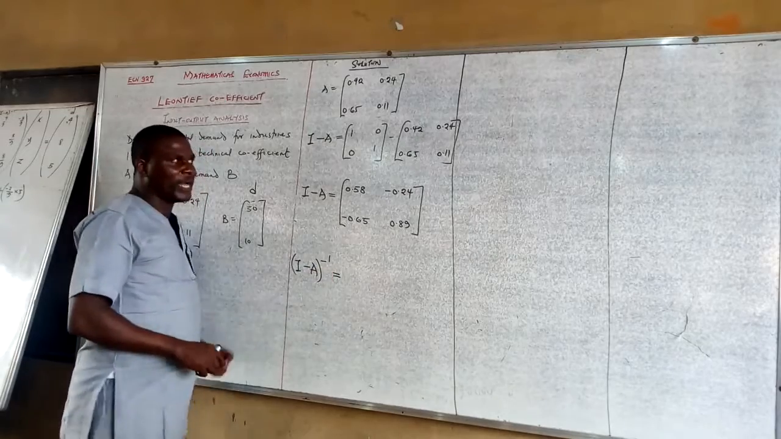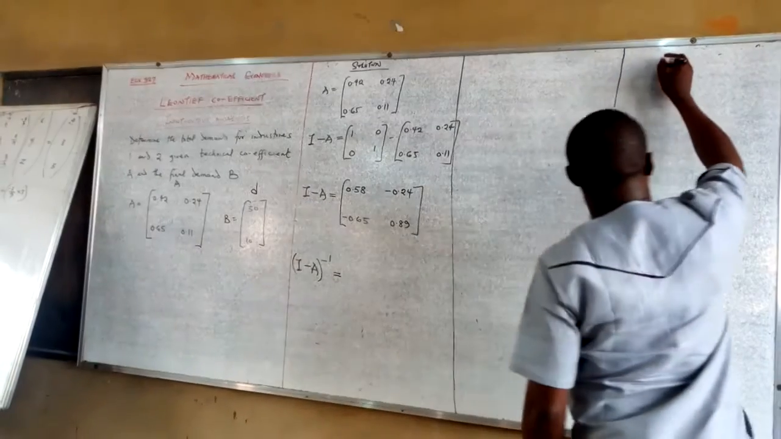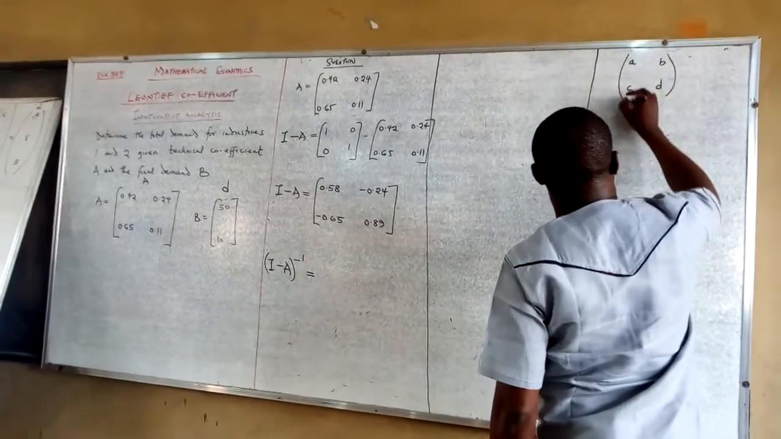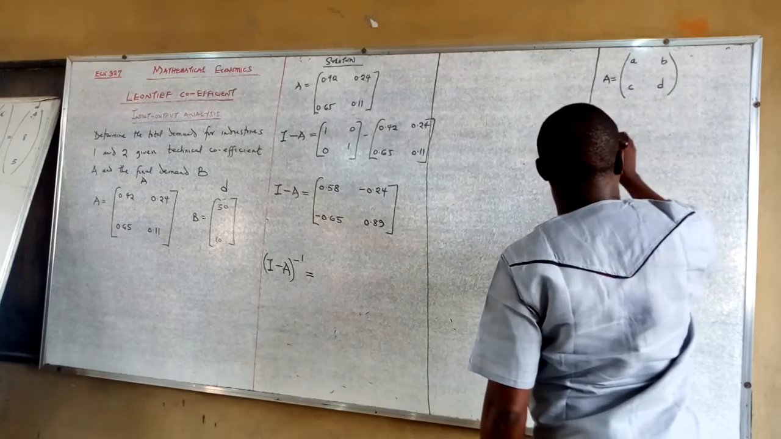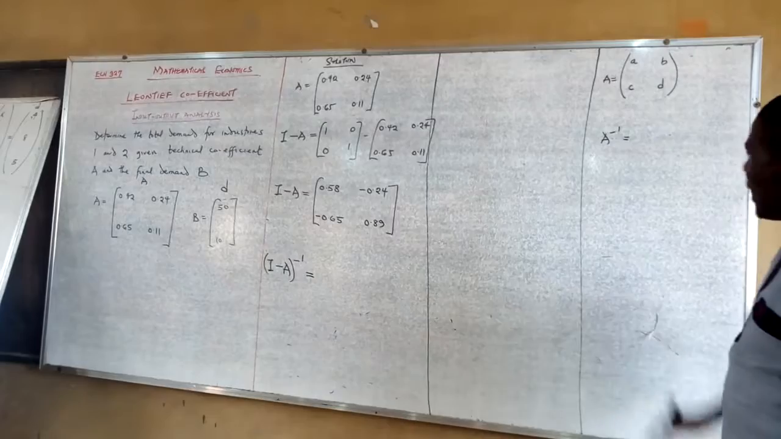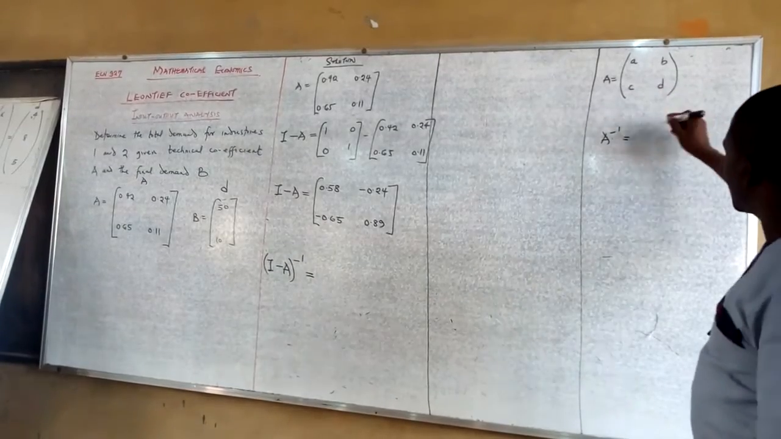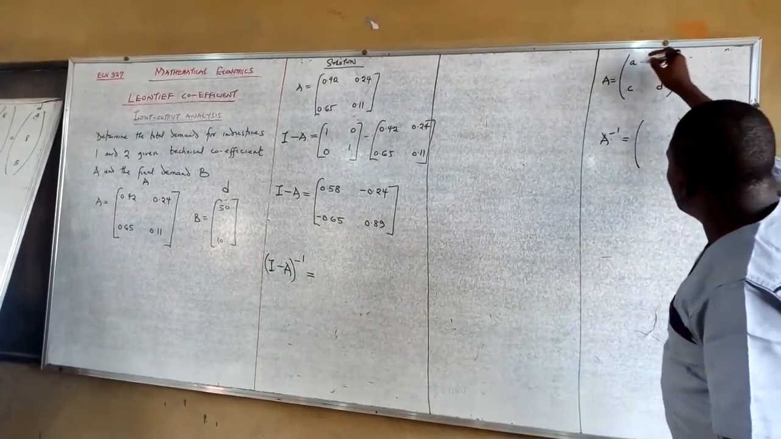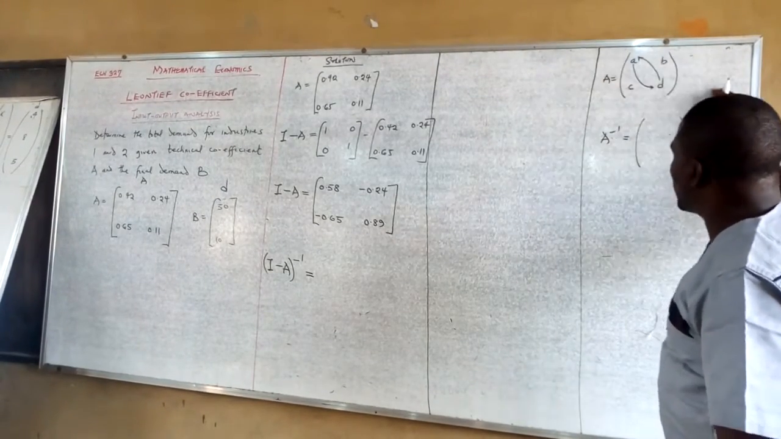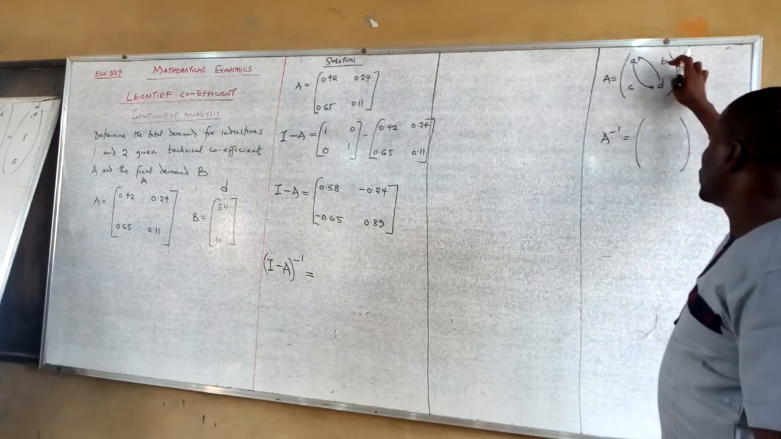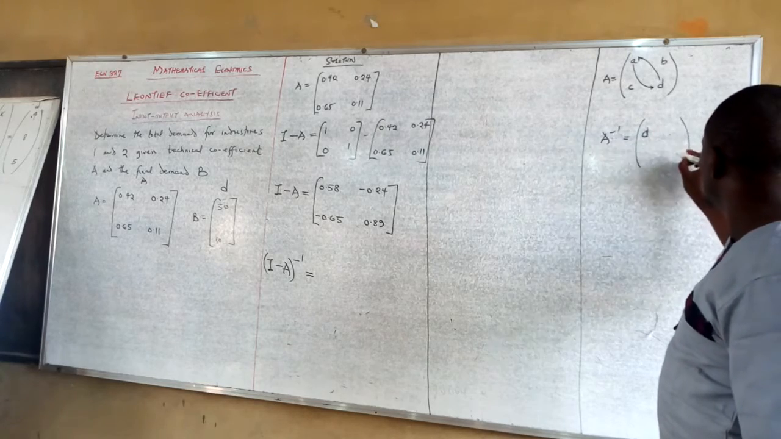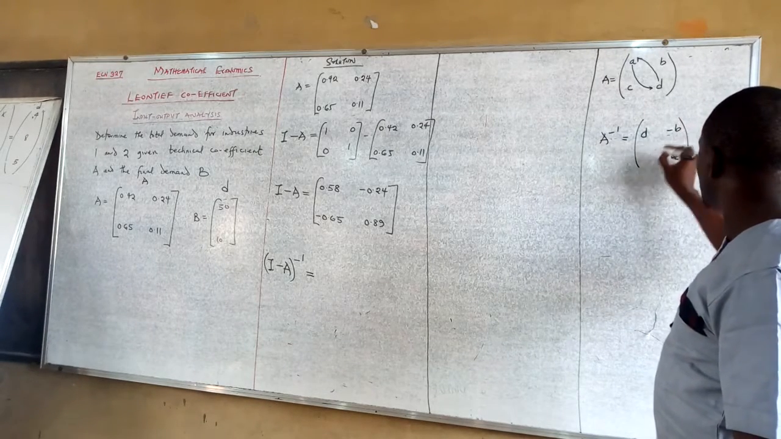See the way I will do that. Now if I have A, B, C, D as A, and I want to find A inverse of this, what I'm going to do is switch the elements of the leading diagonal and add minus to the elements of the non-leading diagonal. So it will become D, A, minus B, minus C.